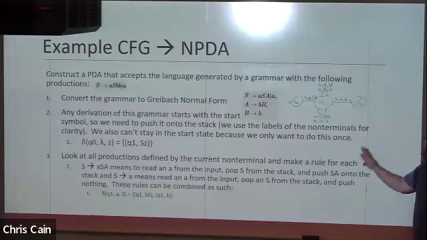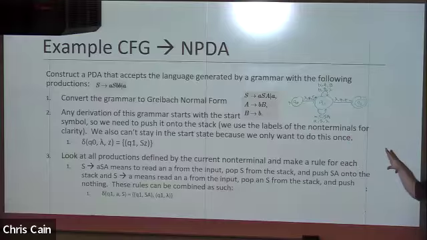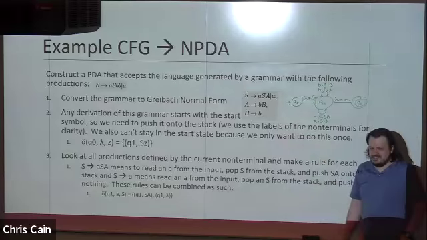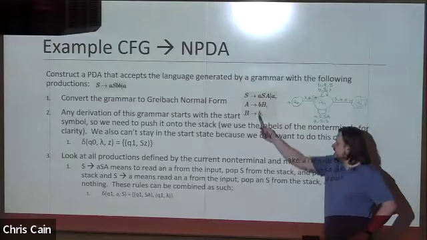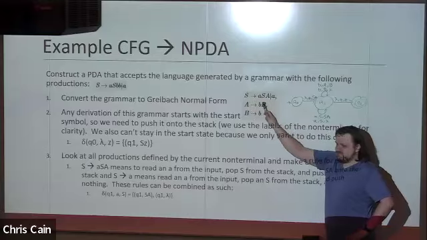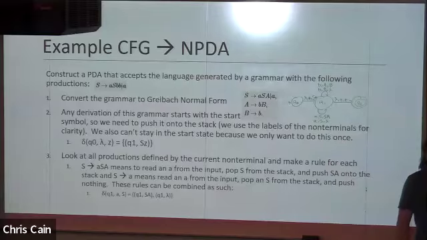So because we've come up with an algorithm that does this for any context-free grammar, we just convert it into GNF, prove that we can do that. Then any grammar in GNF has a simple algorithm that looks at every GNF production and transition, pop, push, and just go through every production and draw the associated NPDA.